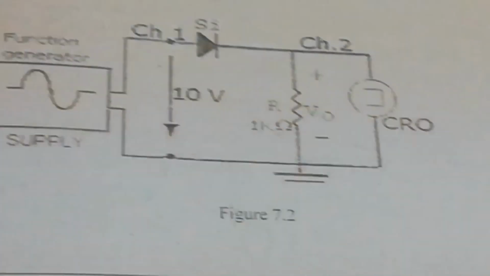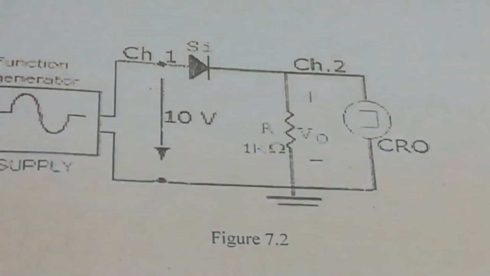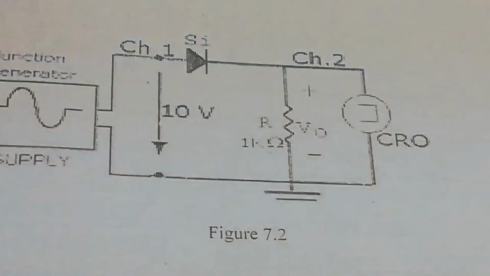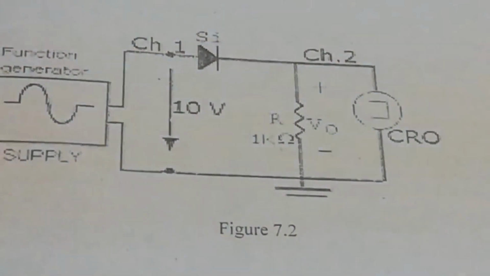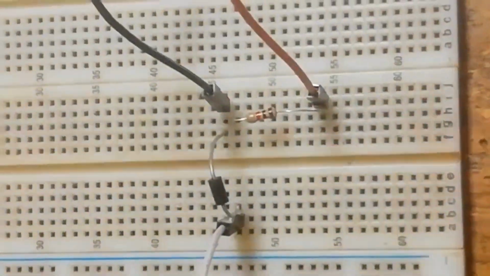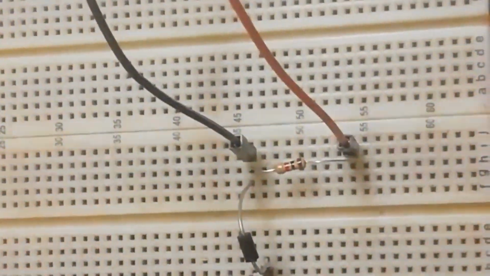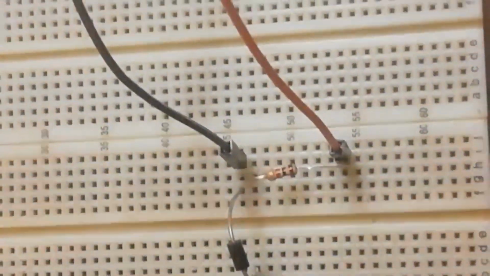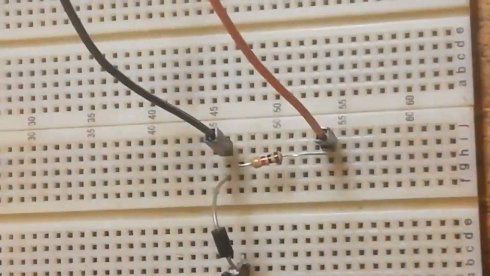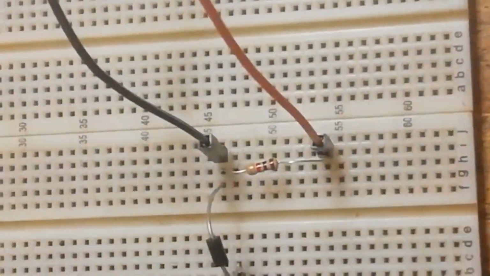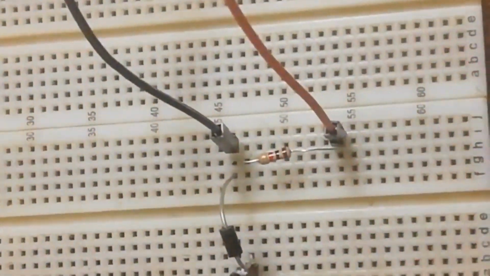As you can see here, output voltage appears across the load resistor, so we have to connect the terminals of the oscilloscope in parallel to this load resistor like this. The black jumper wire is going to be connected to the positive terminal of the oscilloscope, and this brown jumper wire, we have to connect to the negative terminal of the oscilloscope.